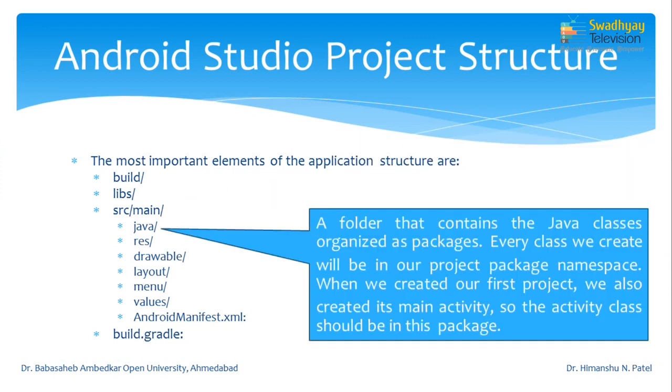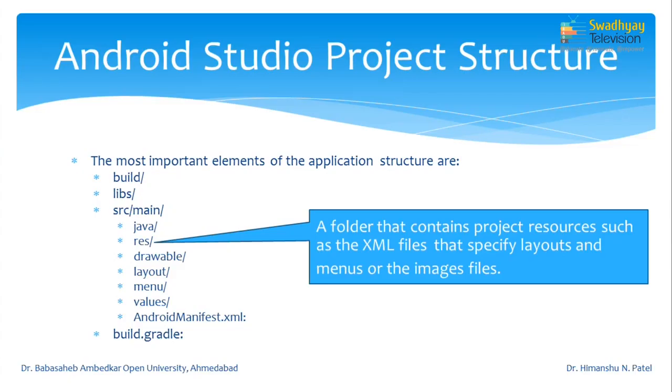Inside this there is a subfolder called java. As I mentioned, it actually stores all the Java classes organized inside packages. So every class you create will be in the project package namespace. For example, if I am using baou.edu.in as a project name, then there is a folder called baou. Inside that there is a folder called edu, and inside that there is a folder called in, and inside in there are the class files. So in the src main java subfolder, the Java classes are stored in package order.